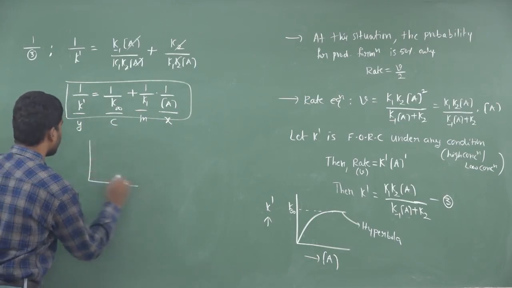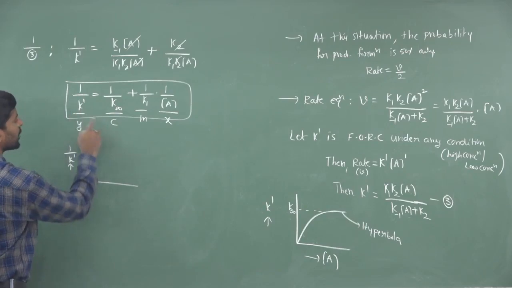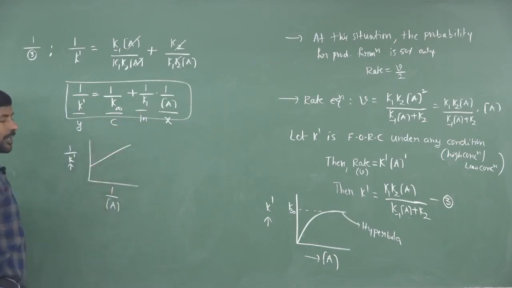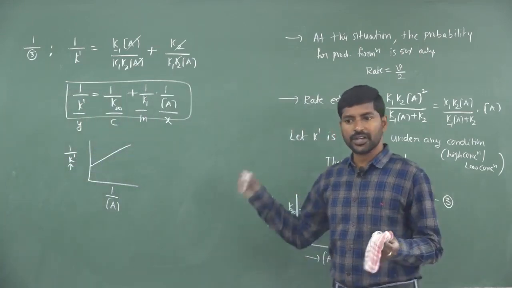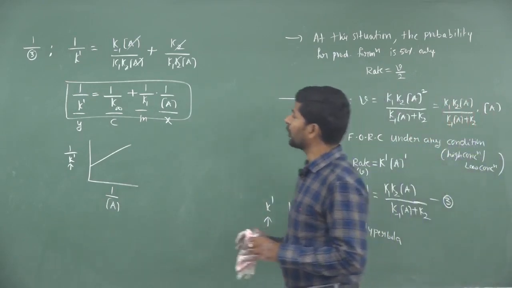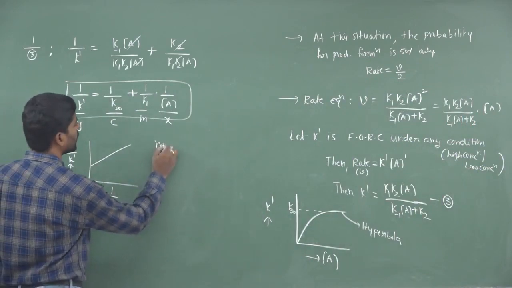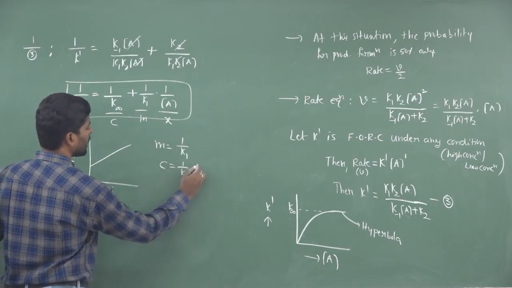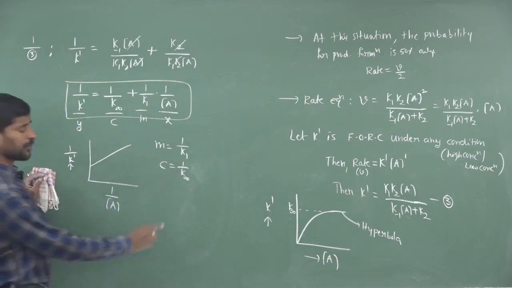So if you plot a graph between 1 by k dash versus 1 by concentration of A, we have to get a straight line. If you are getting a straight line, it indicates that it follows Lindemann's mechanism. If you are not getting a straight line, it indicates it doesn't follow Lindemann's mechanism. If it follows Lindemann's mechanism, we will get a straight line like this, where slope is equal to 1 by k1 and intercept is equal to 1 by k infinity.